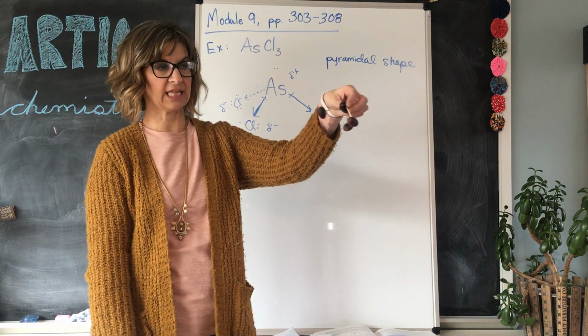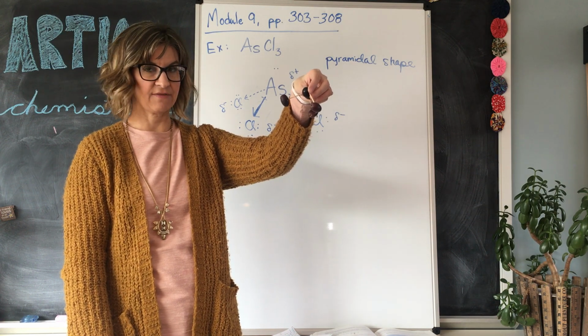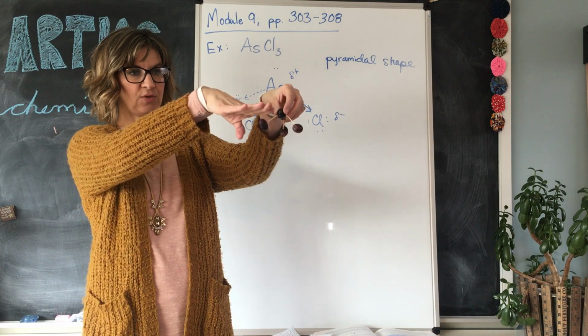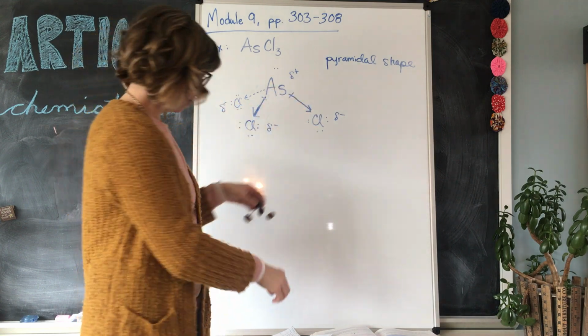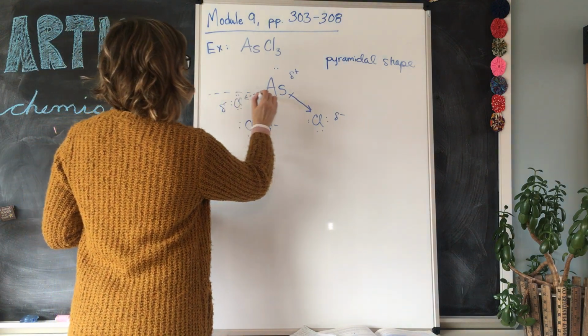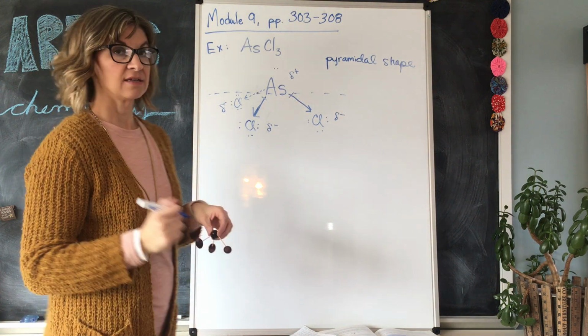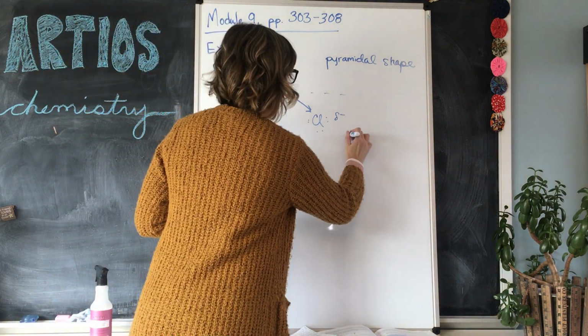Is there a way that you could slice this molecule in half and show a positive side and a negative side? Yes, there is. You could slice it right through here. If I draw a line, it'd be kind of right through here, right? And then you'd have a positive side and a negative side. So this is a polar molecule.